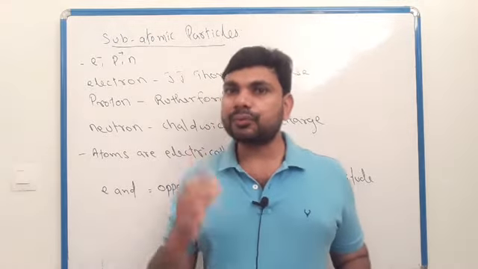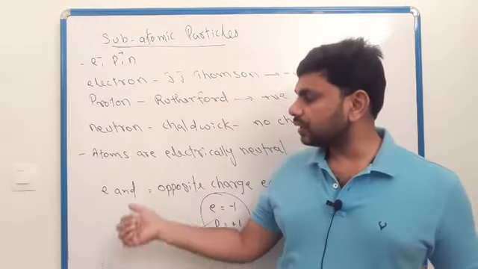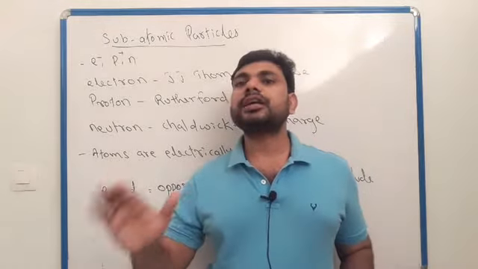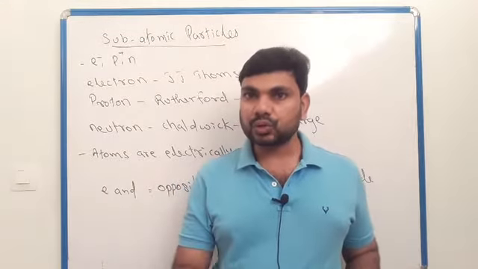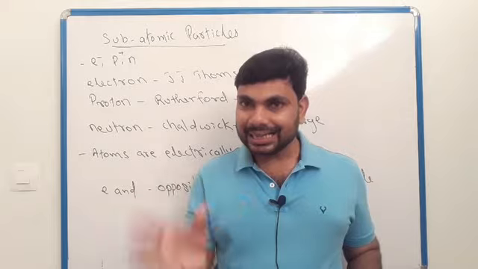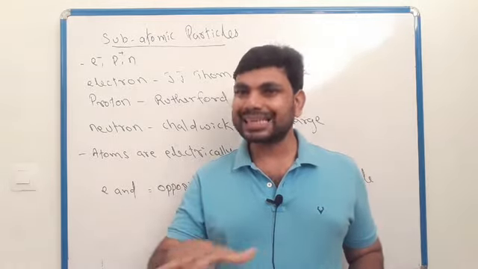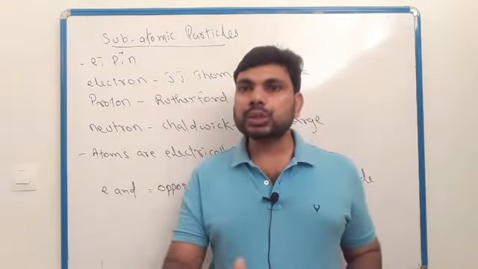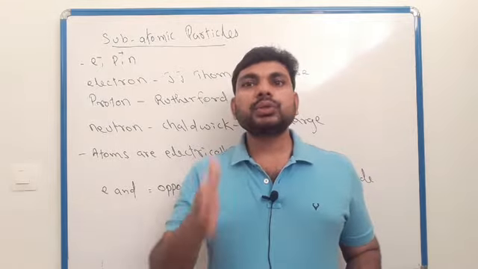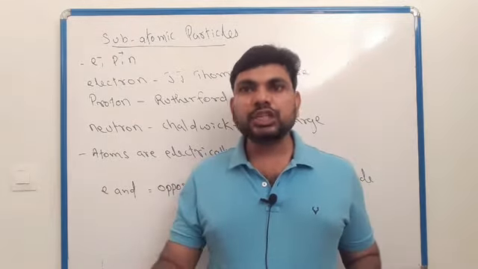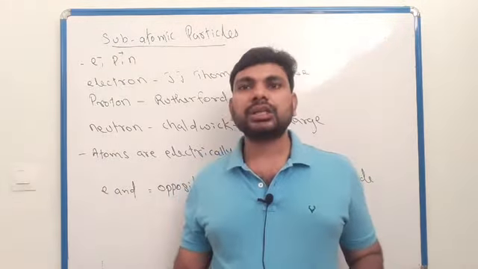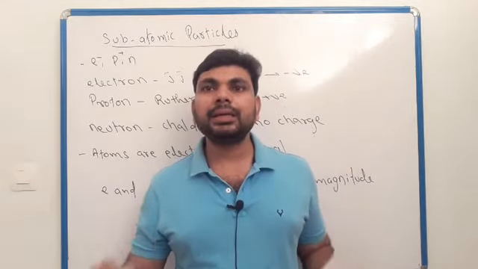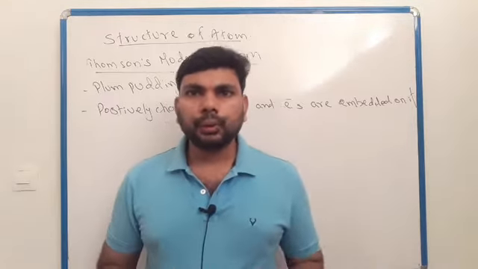What is the reason for this? Atoms consist of an equal number of electrons and protons. The number of electrons and protons inside the atom is the same. Electrons have negative charge, protons have positive charge, so the negative charge and positive charge cancel each other. That's why the total charge of an atom is 0. Clear?